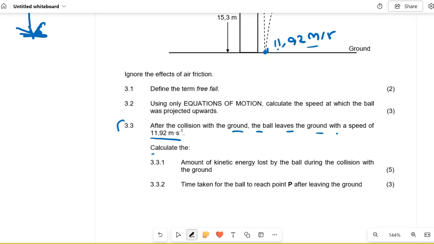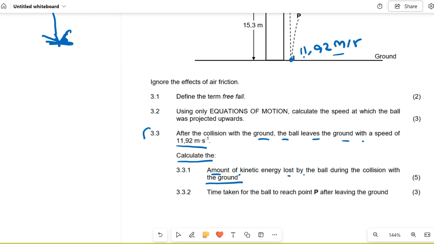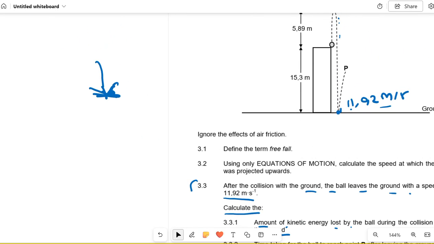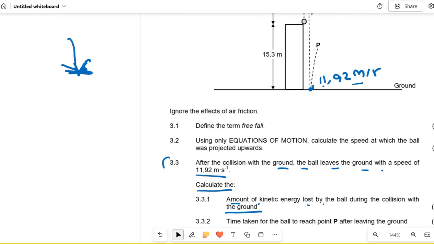Okay, and then they say calculate the amount of kinetic energy lost by the ball during the collision with the ground. The amount of kinetic energy lost by the ball. So what are they looking for? The amount of kinetic energy lost by the ball during the collision with the ground. So this is what they're looking for.